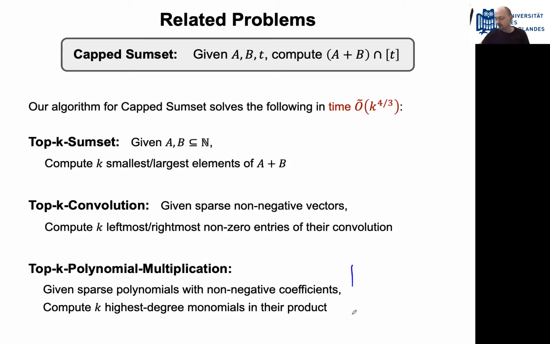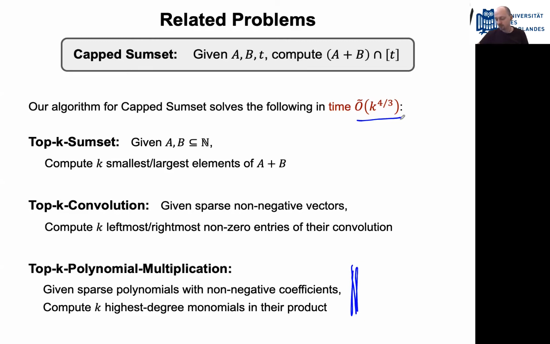Now, this really is a very natural problem. We often encode things in polynomials, so computing the k highest degree monomials is a natural application. And to the best of our knowledge, this specific formulation of the problem has not been studied before. And we are the first to design this k to the 4/3 time algorithm for this.